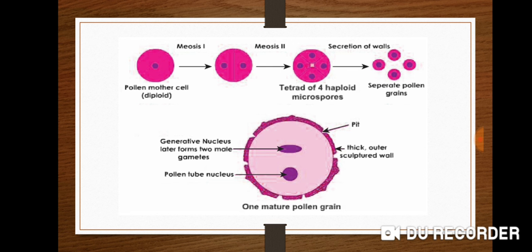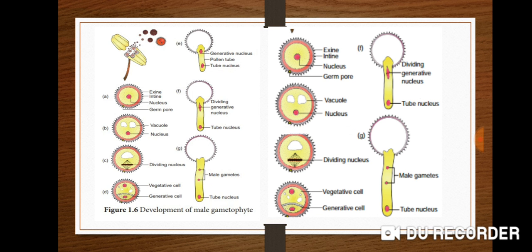The pollen grain contains dense cytoplasm and a prominent nucleus. It consists of proteins, fats, carbohydrates, vitamins, and growth hormones. It also has mitochondria and Golgi complex. Next, development of male gametophyte. The pollen tube containing the male gamete is called male gametophyte. It develops from the pollen grain.